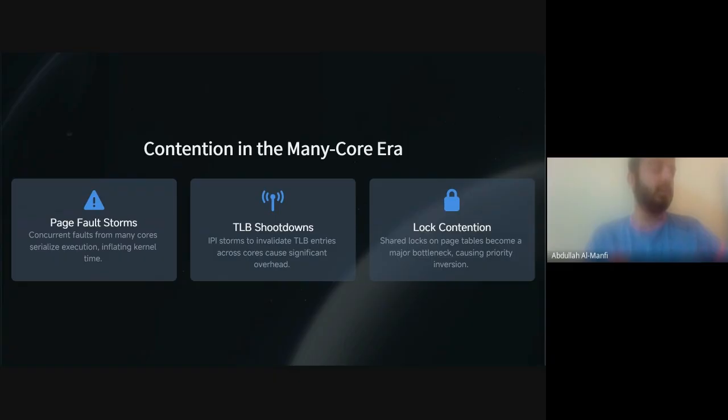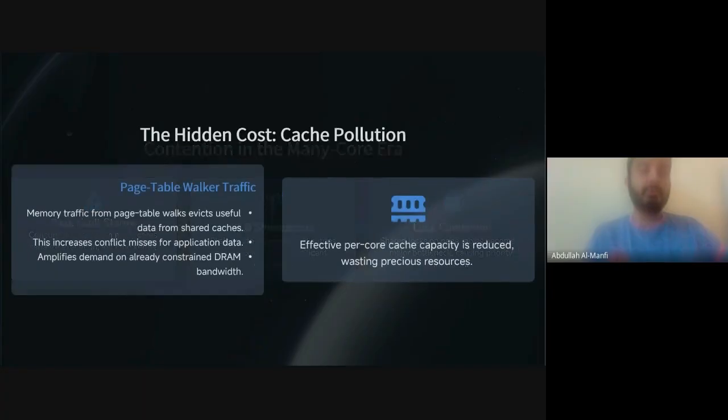Shared locks protecting page tables or allocator structures can turn into bottlenecks. There is also a hidden cost: page table walks generate memory traffic that blocks shared cache, useful application data, and DRAM bandwidth.